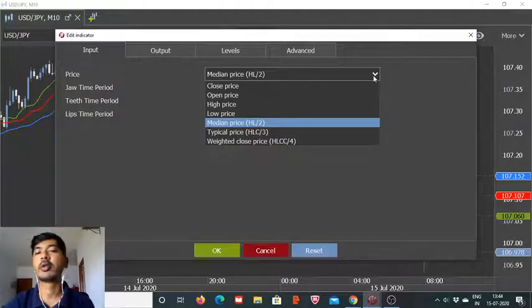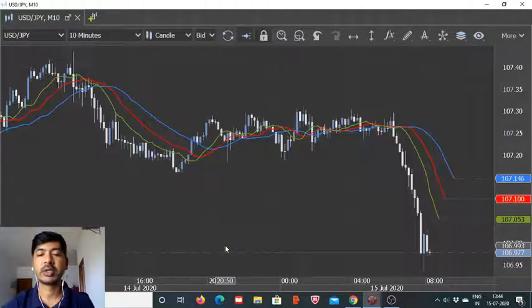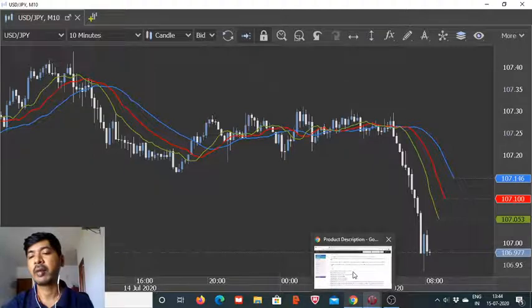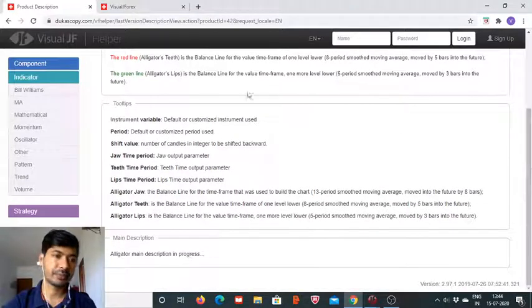I would also explain to you this applied price on the Visual JForex platform, where you can bring in this indicator and tooltips.